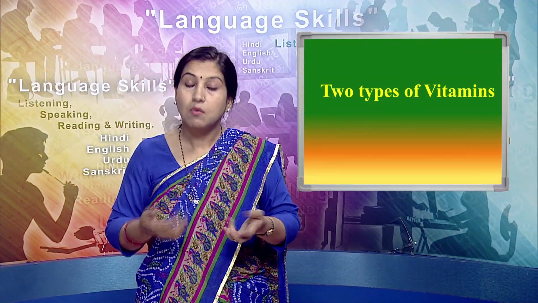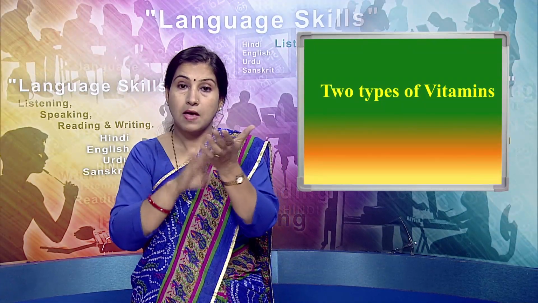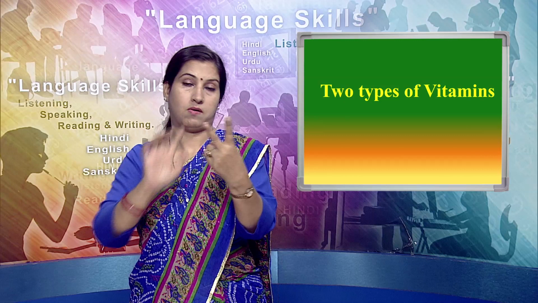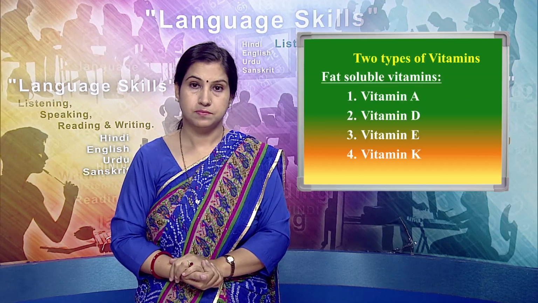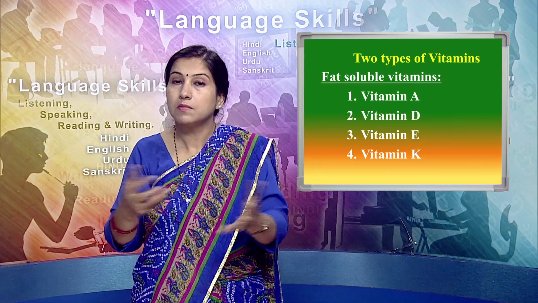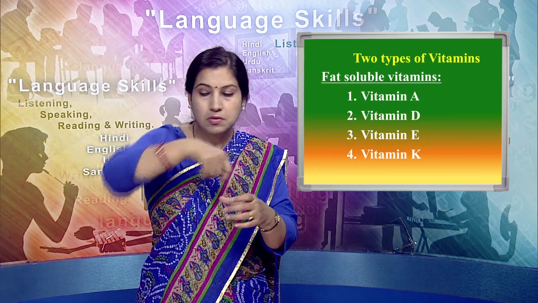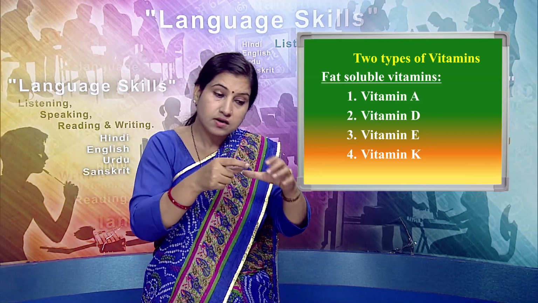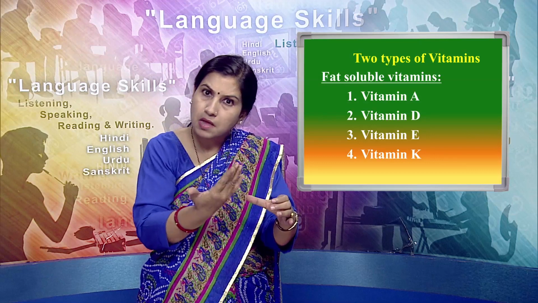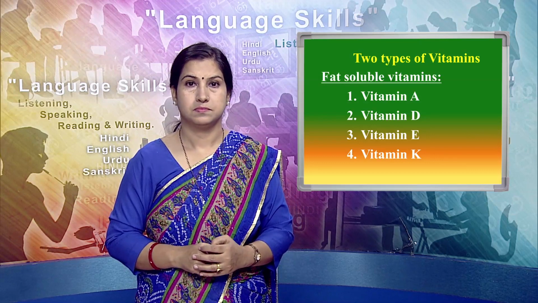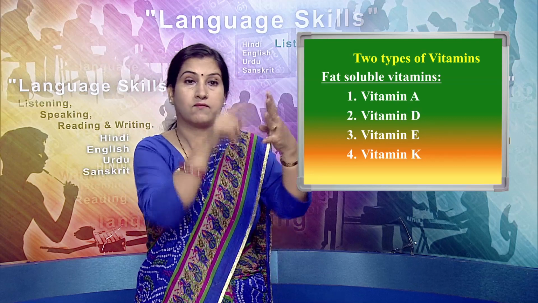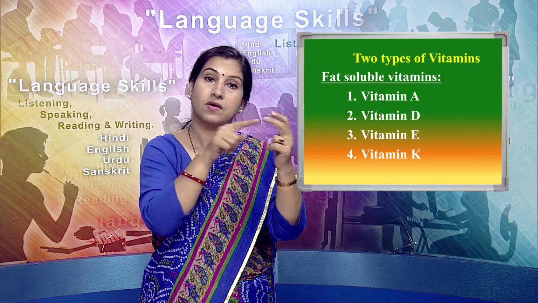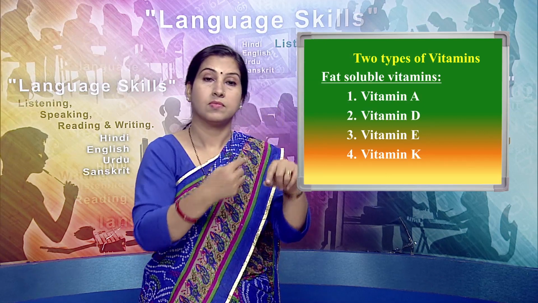Now, there are different types of vitamins. Largely, they are of two types, and they can be categorized on the basis of solubility. Fat-soluble vitamins, these are of four types: vitamin A, vitamin D, vitamin E, and vitamin K.